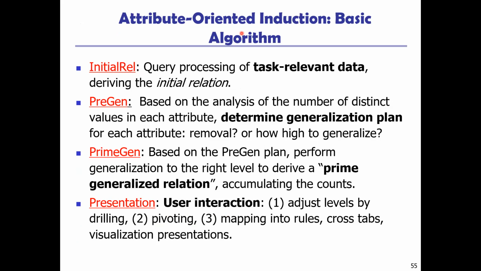The steps for the AOI, first of all, we have the initial relation, where we retrieve the task-relevant data. Pre-generalization, where we determine our generalization plan. Prime generalization, where we perform the generalization plan and then calculate our counts, and after that, presentation.